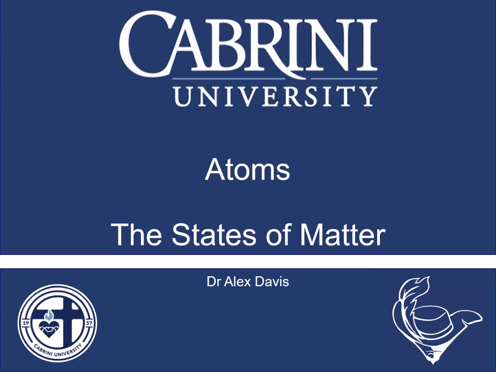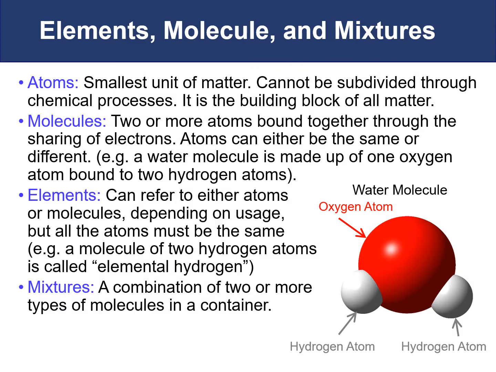In this video, we will be discussing the states of matter, as well as how we can classify matter based on the atoms that make it up. Before we talk about the various states of matter, we should first discuss what matter is made of. Atoms are the smallest unit of matter. They cannot be subdivided through chemical processes. They are often considered the building blocks of all matter.